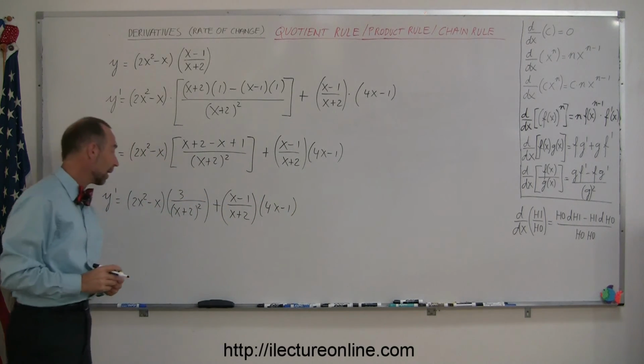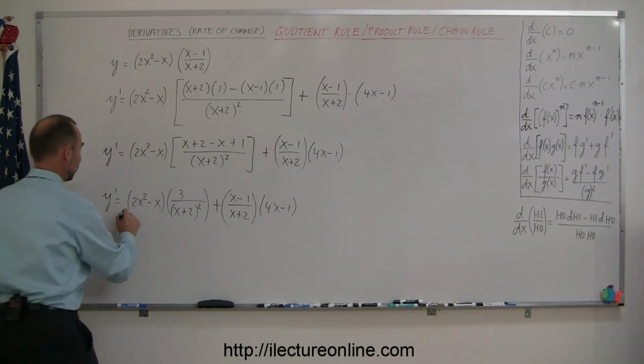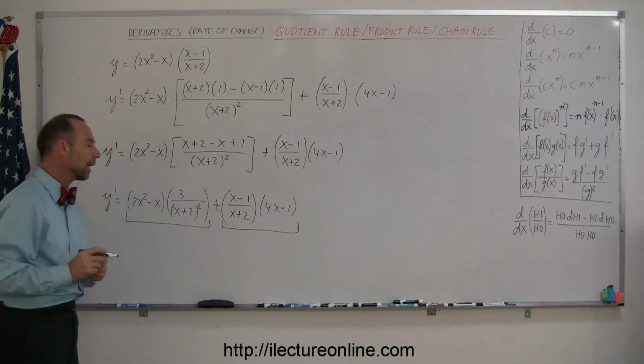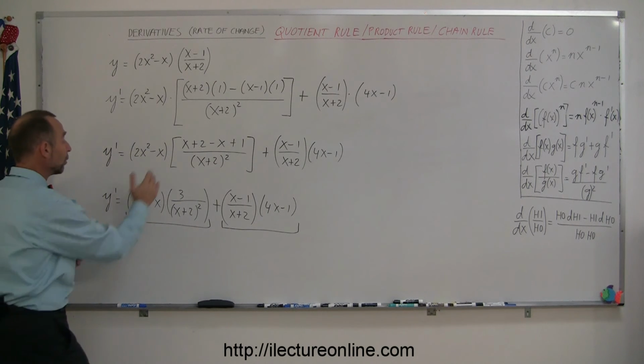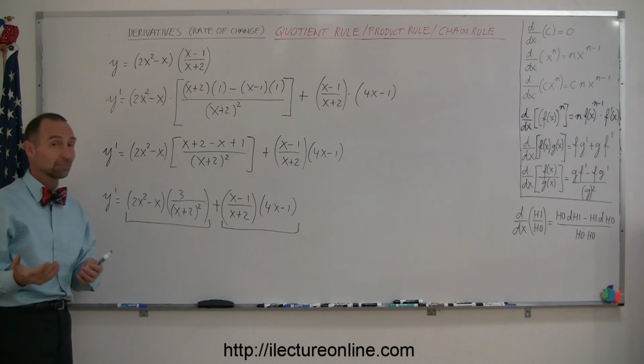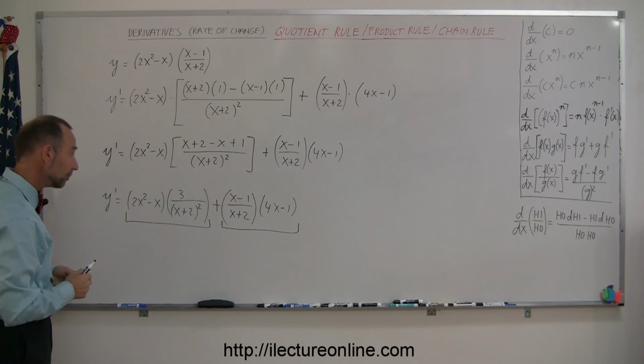And now you realize that we have two terms. We have this term plus this term right here. And if you take a close look at that, you may realize, oh, I have a 1 over x plus 2 squared, and we have a 1 over x plus 2 there. We could factor that out. Anything else we can factor out? No, it doesn't look like it.